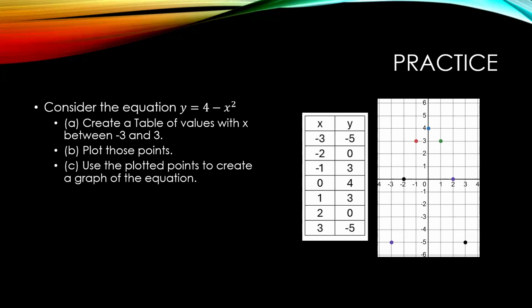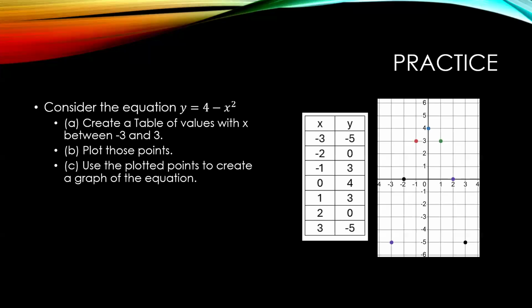Here is our answer. And so we can plug in the values into a table, -3 all the way through +3. And then we can plot these values. And so -3, -5, that's going to be down here in quadrant 3. -2, 0, that's on the x-axis. -1, 3, that's going to be in quadrant 2. And we can see how this goes all of the way around.